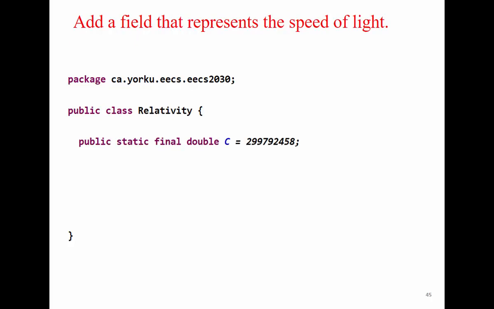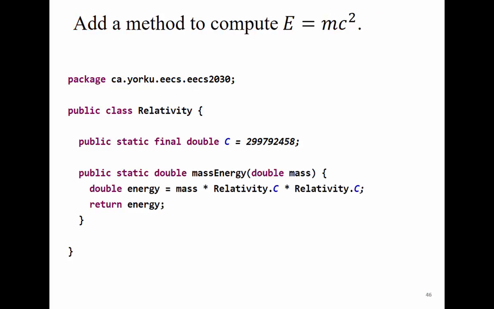We define the speed of light as a constant. And as you can see, if we have a constant per class, it's good to have it public, static, and final. So we have public static final double, and we give the speed of light.